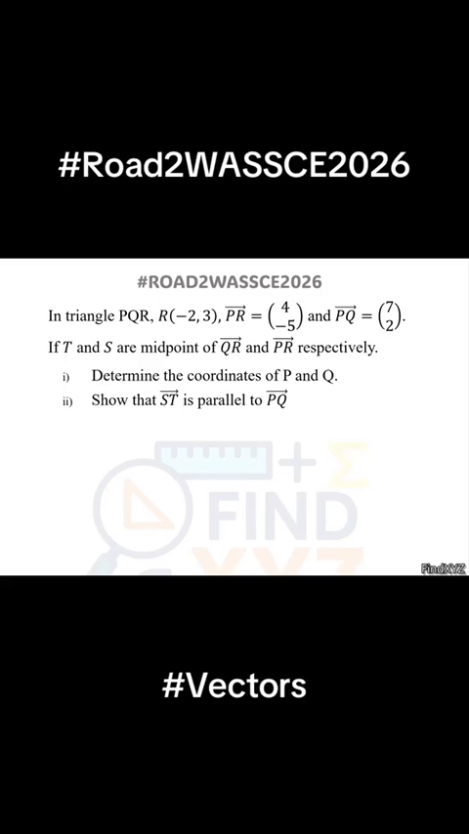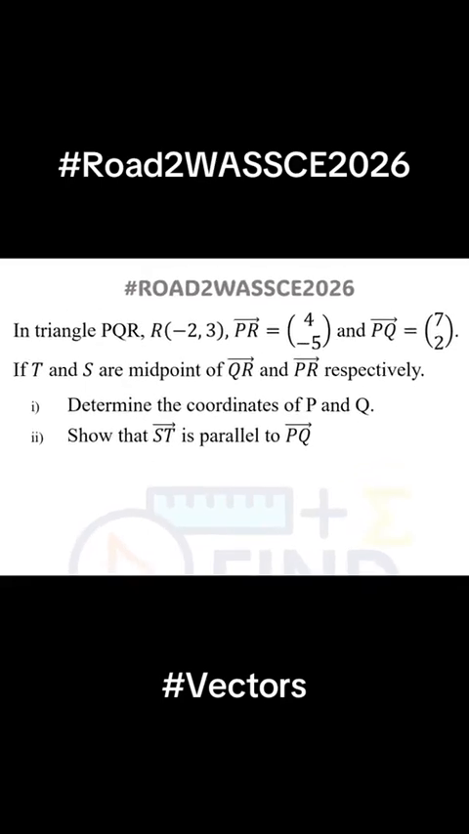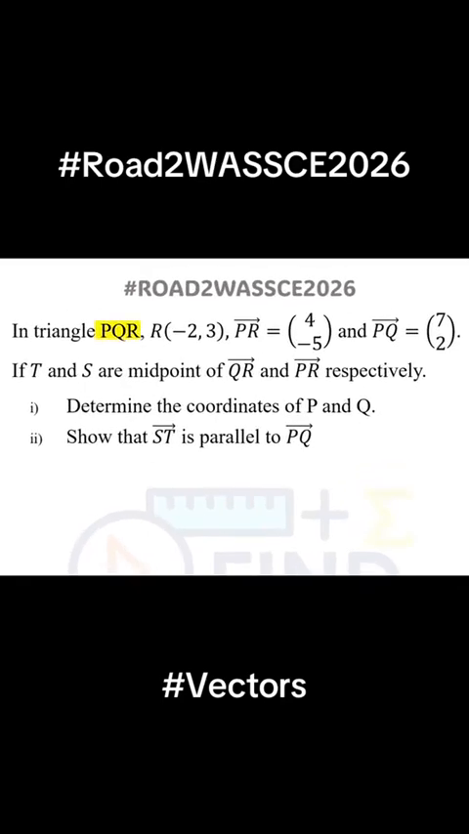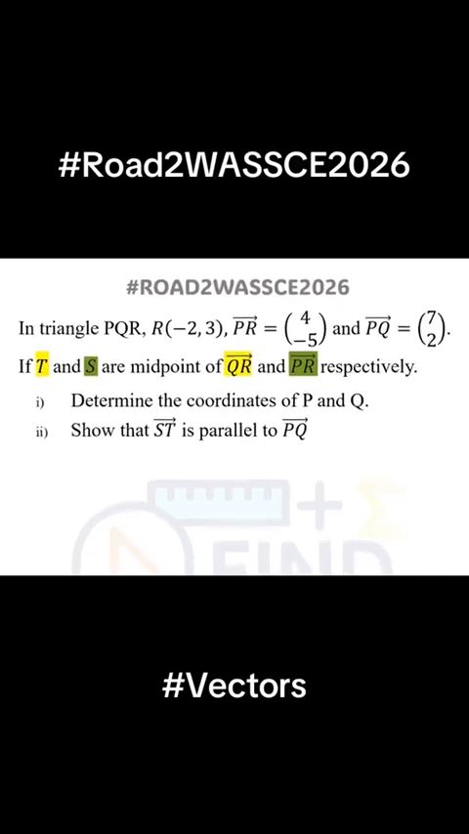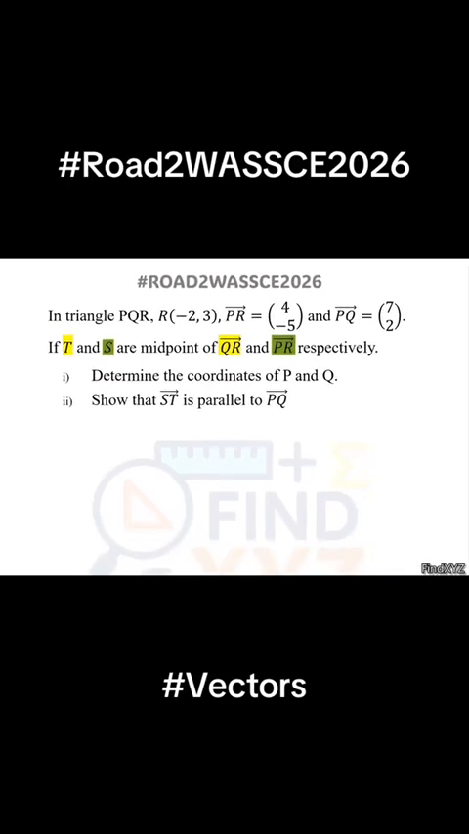We are still on the road to WASSCE 2026. Let's try this question. In triangle PQR, we have point R to be (-2, 3), vector PR to be (4, -5), and vector PQ to be (7, 2). If we have 2 points, point T and S, as midpoints of vector QR and vector PR respectively, we've been tasked to determine the coordinates of points P and Q, and also to show that vector ST is parallel to vector PQ. Let's begin by sketching our triangle.